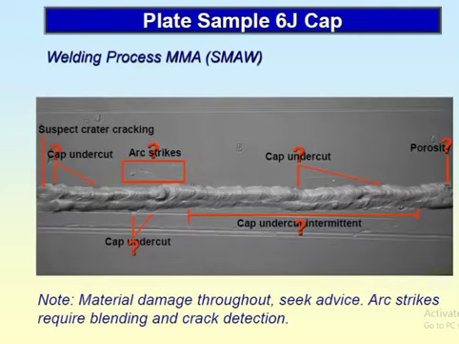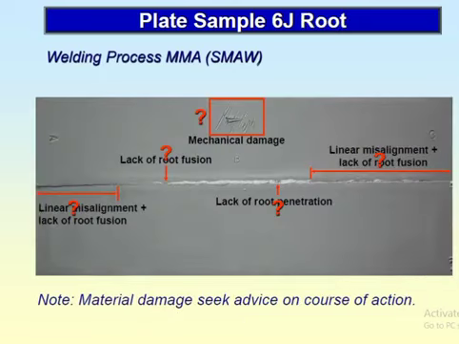This is another one, 6J cap. You can see the SMAW MMAW welding. Suspect scatter cracking. You see here from the beginning of the weld, suspect scatter cracking. Cap undercut. Arc strike. You can see here the arc strike. So all these defects are here.